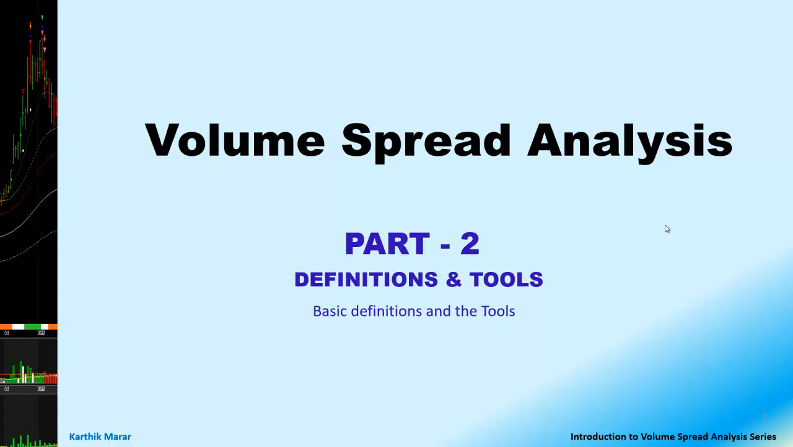Welcome to part 2 of the volume spread analysis series. In part 1, we had a brief look at the history of volume spread analysis, or volume price analysis. We also looked at the basic premises on which volume spread analysis is built. We looked at the 4 phases of market manipulation, namely accumulation, markup, distribution, and markdown. We also looked at the 3 laws of Wyckoff.